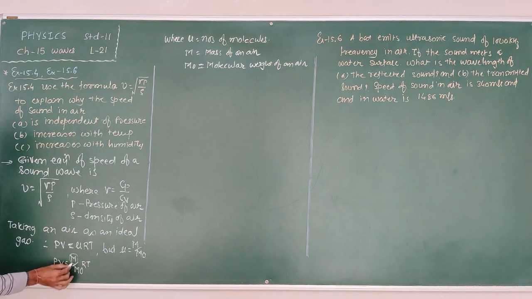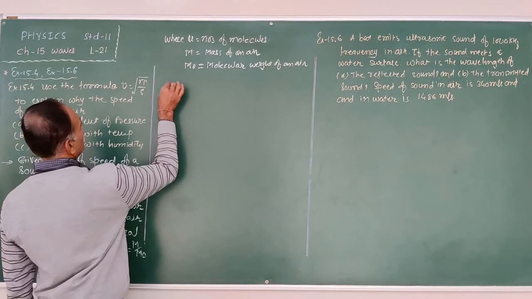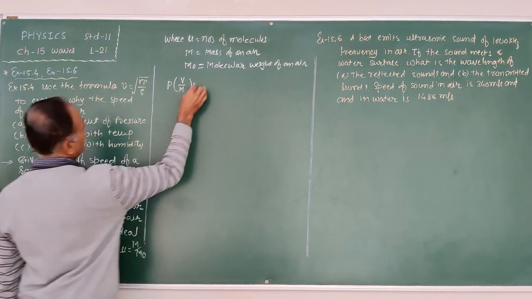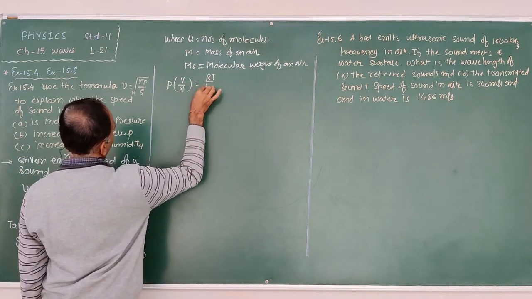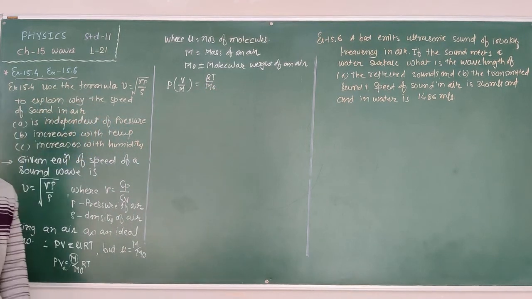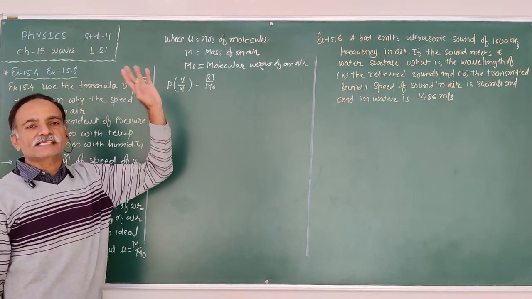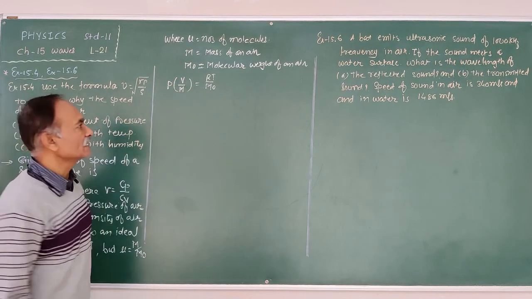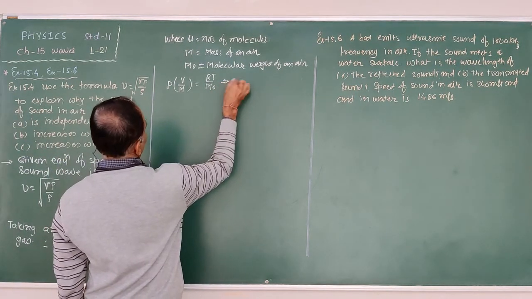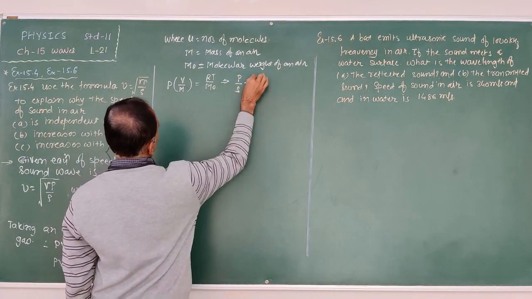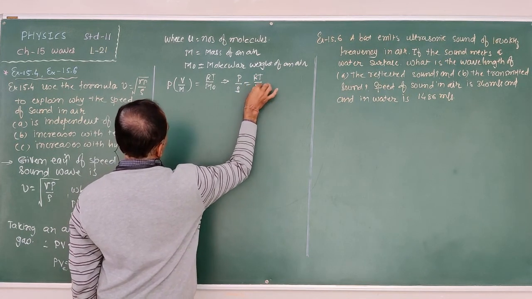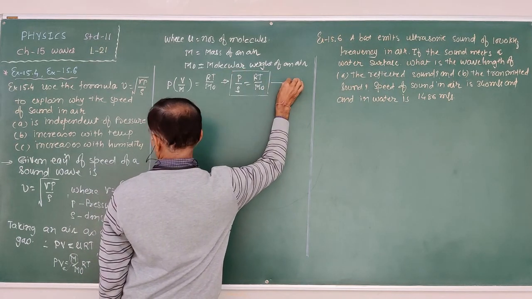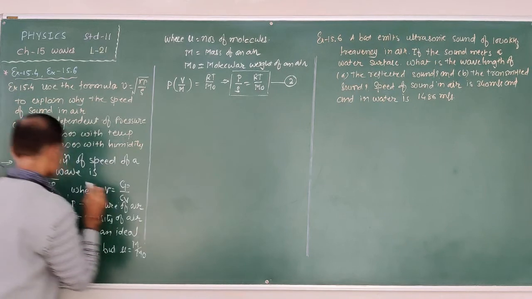Take the M to this side. Therefore, P into V upon M is equal to RT upon M0. But we know that mass upon volume is the density. Here, the inverse, volume upon mass, is 1 upon density. Therefore, our equation is P upon rho is equal to RT upon M0. That is our equation number 2.